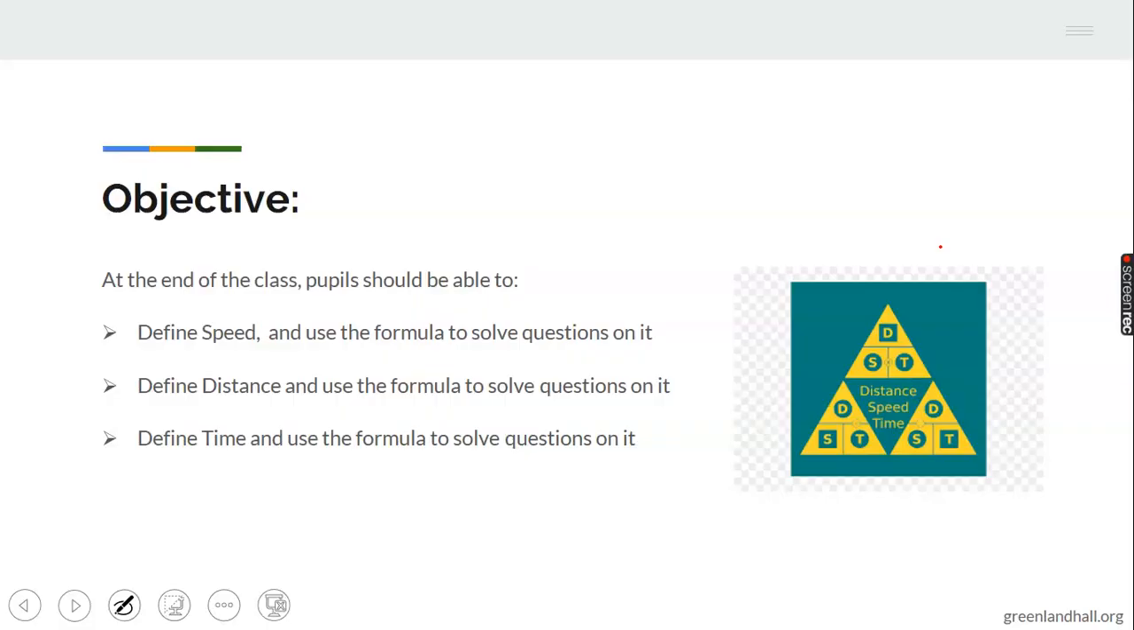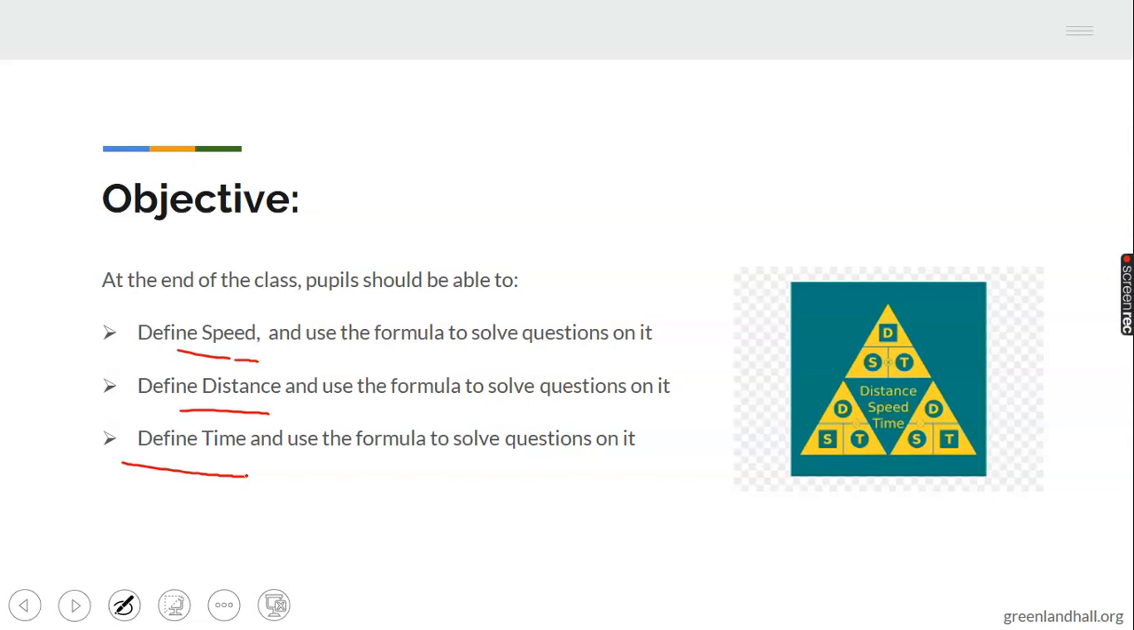So I want you to note this objective. At the end of this class, you should be able to define speed, and use the formula of speed to solve questions on speed. And then you should be able to define distance and use the formula for distance to solve and answer questions on distance. And then time. You should be able to define time and use the formula for time to solve questions and answer them.